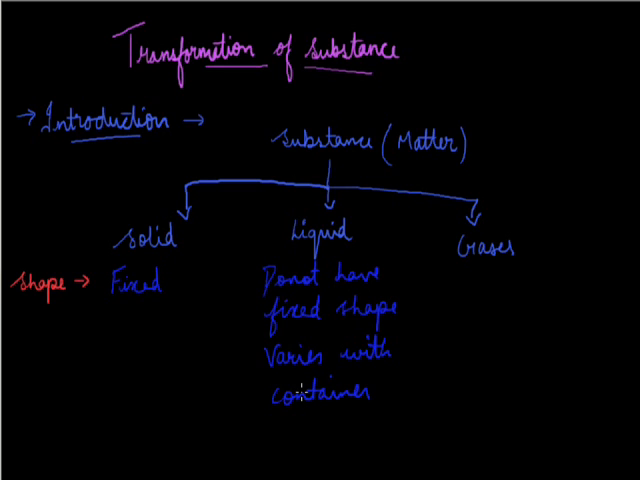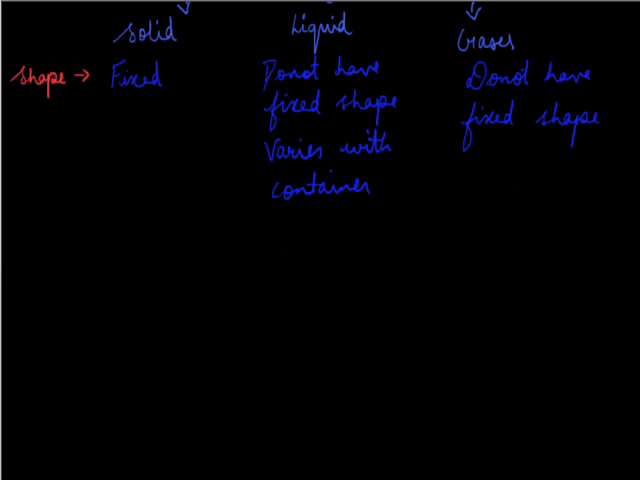Fixed shape means that it does not change its shape whenever the container is changing. Here we are seeing that the liquid is changing its shape when we change the container. So we say that liquids do not have a fixed shape. Gases also do not have a fixed shape, like you cannot say that the gas is of this shape or that shape. No, they do not have a particular shape. They also take the shape of the container. So here we can see on the property of shape that solids have a fixed shape, liquids and gases do not have a fixed shape. Now the next property which we are going to discuss is the volume.